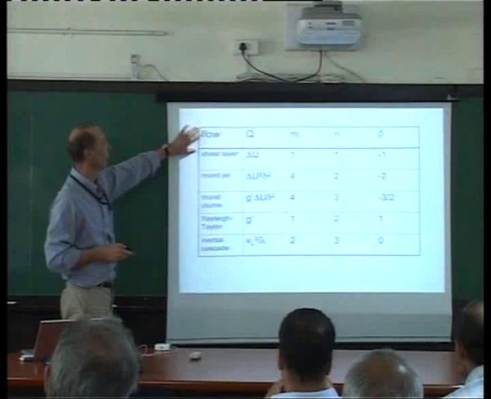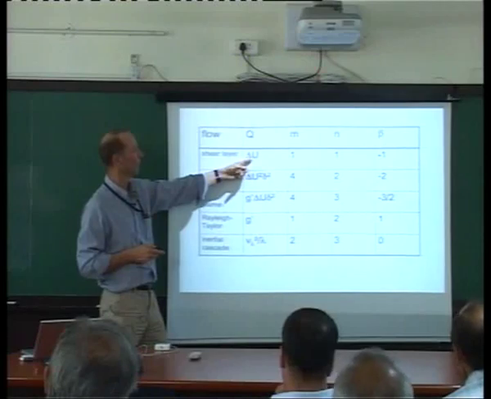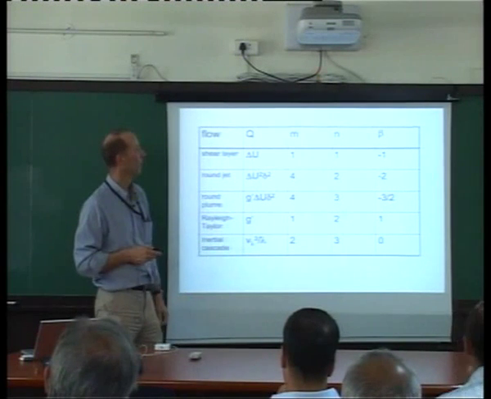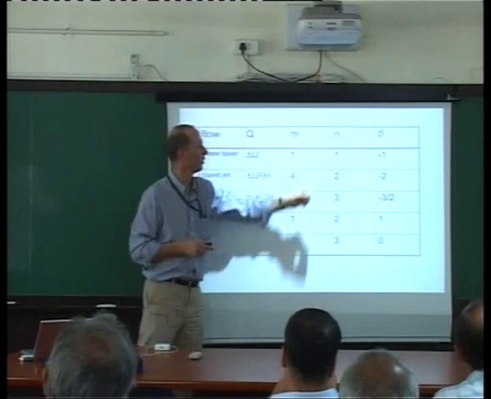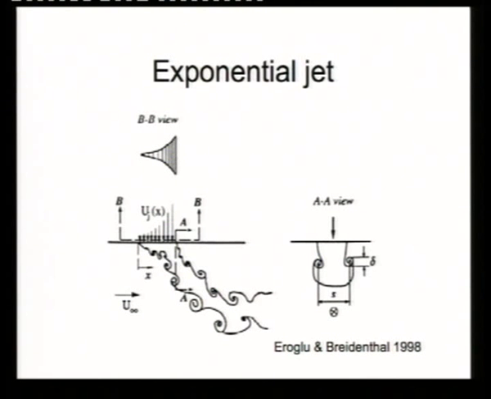Let me first say, if you set up a table where you look at various flows, and I've only listed a few flows here, Q is the conserved quantity, as I said. For the shear layer it's delta U, and for the round jet it's that, and so forth. Then the values for the length and time dependence are there, and in the far right column is this parameter beta. I'll come back to this in a minute. Well, one experiment that's been done to test this is the exponential transverse jet. In our water tunnel, we have a primary flow, and injected perpendicular to the primary flow is a secondary flow out of a very weird nozzle array, where the nozzle width increases exponentially as you go downstream, and the nozzle injection speed also increases exponentially.